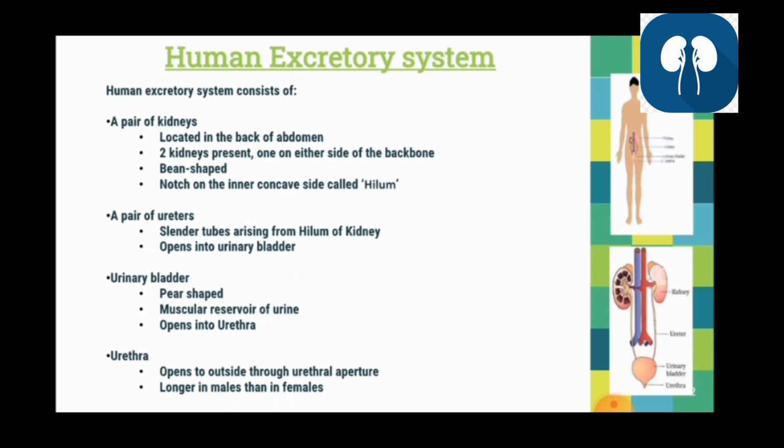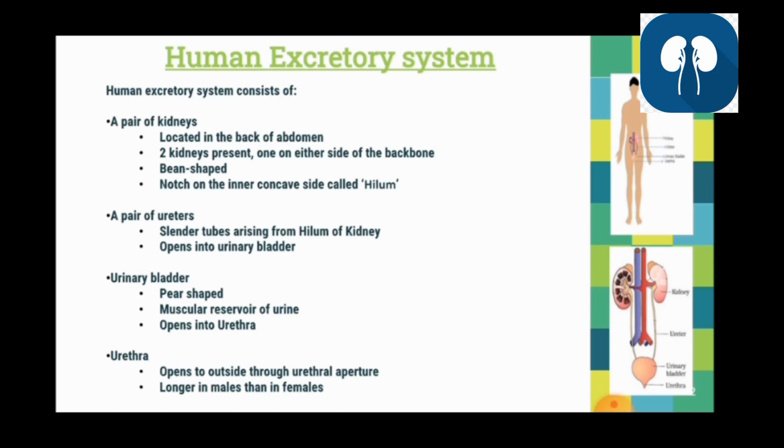Then we have a pair of ureters, which are cylindrical tubes arising from the hilum of the kidney, and they open into the urinary bladder, as just shown in the picture. Then we have the urinary bladder, which is a pear-shaped muscular reservoir of urine. It opens into the urethra, and the urethra opens to the outside through the urethral aperture. One important difference between the male and female excretory systems is that the urethra is longer in males than in females.